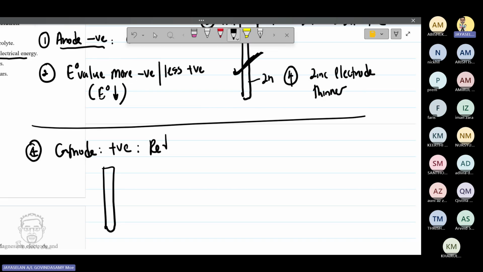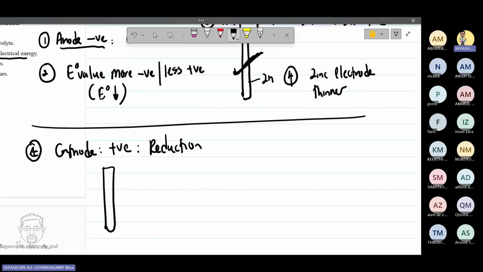Cathode undergo what reaction? Process still same, terminal saja berubah. Kenapa positive terminal? The process is reduction. You choose E naught value more positive. Itu saja, paling tinggi lah.